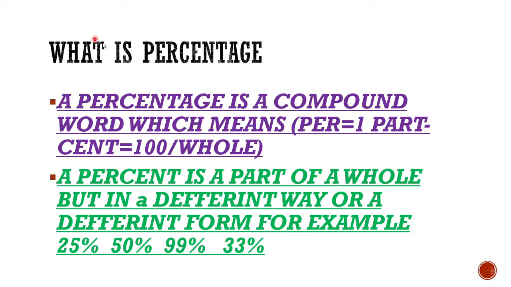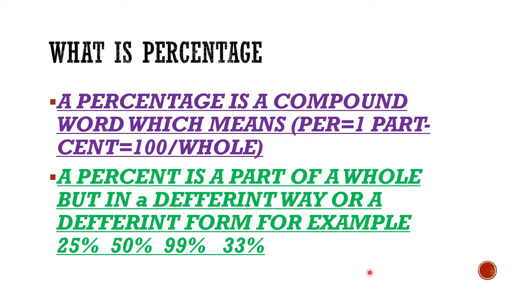What's a percentage? Percentage is a compound word which means per, which is one or a part, and cent, which is 100 or a whole. A percent is a part of a whole, but in a different way or in a different form. For example, 25%, 50%, 99%, 33%.